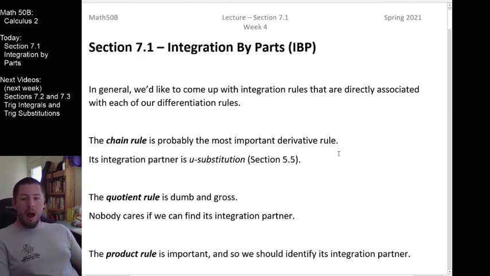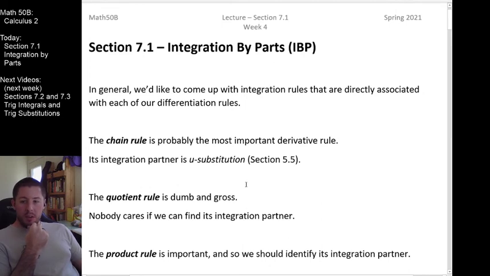The chain rule, probably the most important derivative rule, and we found its partner, u substitution. This is like one of the first things we covered in this class, right? This was week 1. We talked u sub, and what u sub is going to do is help us with these nested functions where we have functions of functions. The chain rule is going to apply to those composition functions right there, and we can undo the composition with a u sub. That was really important.